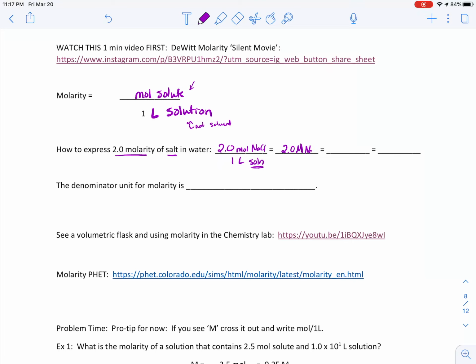People are like, oh, that's too many letters, so they would say 2.0 molar in NaCl. You can also say 2.0 molar in NaCl. And then you can also use brackets, and that's your NaCl concentration. So yeah, there are different ways to say it.